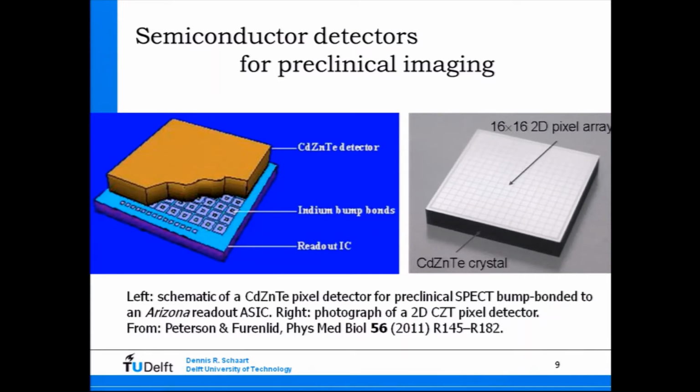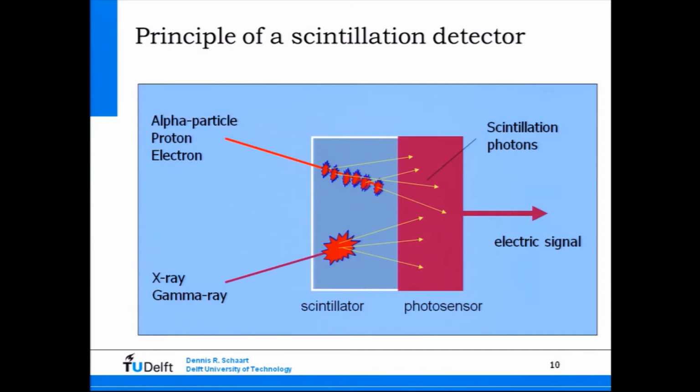Unfortunately, I don't have a lot of time to focus on this very interesting class of detectors, because today the scintillation detector is still the type of detector that is most often used in our field of science. So I'll spend a little bit more time on the scintillation detector. As I said already, the scintillation detector comprises two parts. It's a scintillator and a photosensor.